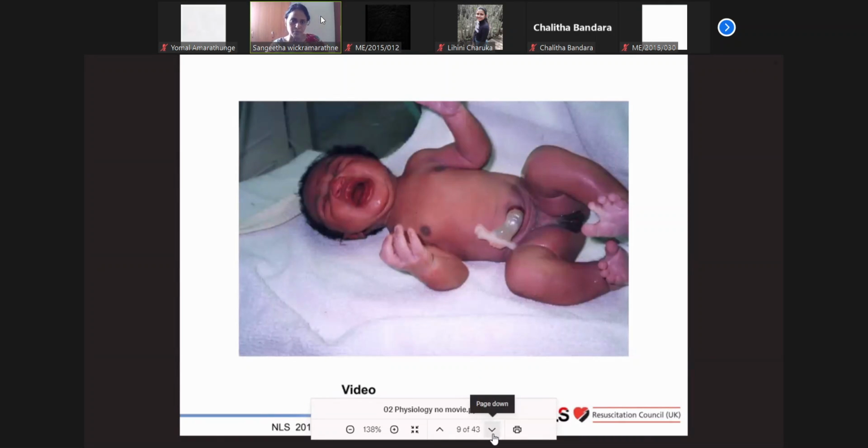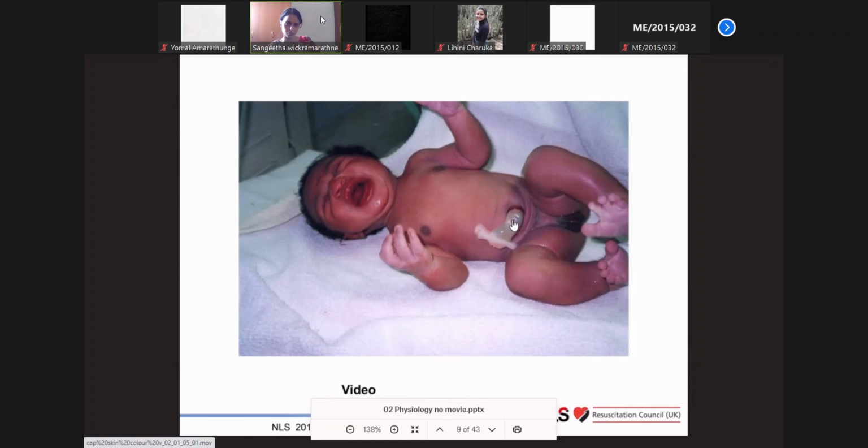You can see this baby. This baby is nicely crying, active. All four limbs are in flexed posture with a good tone, and the color is pink. He is crying, which means the airway is definitely patent. If the baby is crying, you are happy that the airway is patent, right? And the color is also good.